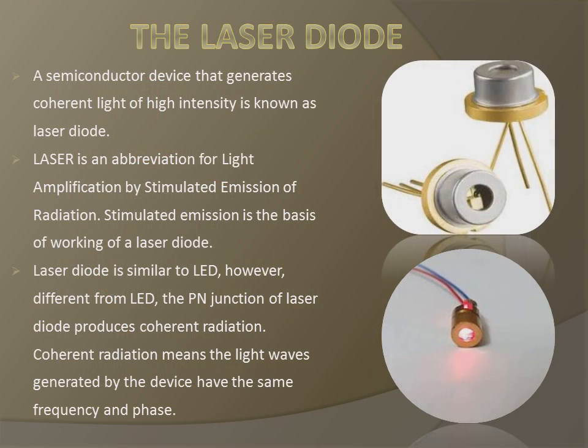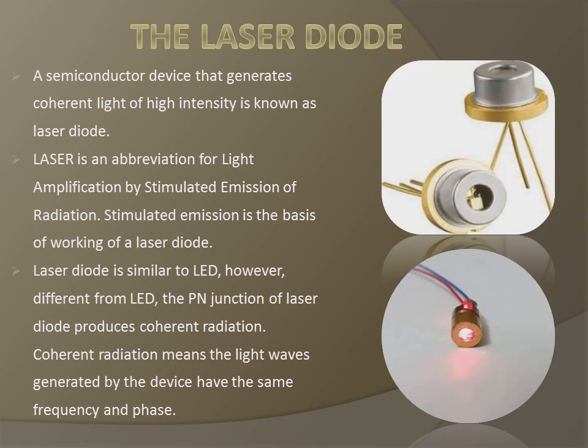The next one is the laser diode, and we all know that it is a semiconductor device which produces high intensity coherent light. The purpose of using a laser diode is the generation of light of high intensity, which makes the difference from all other diodes.